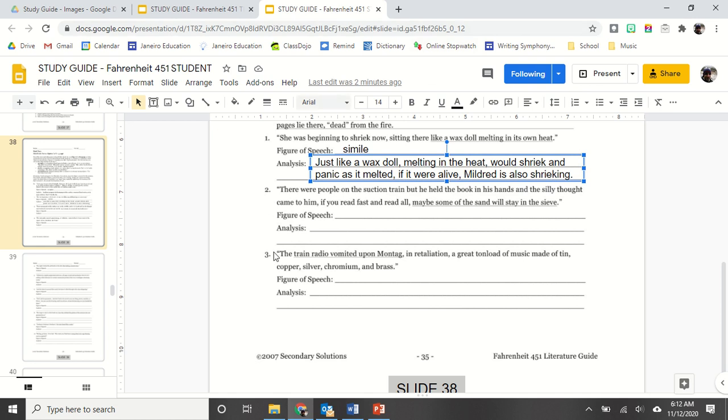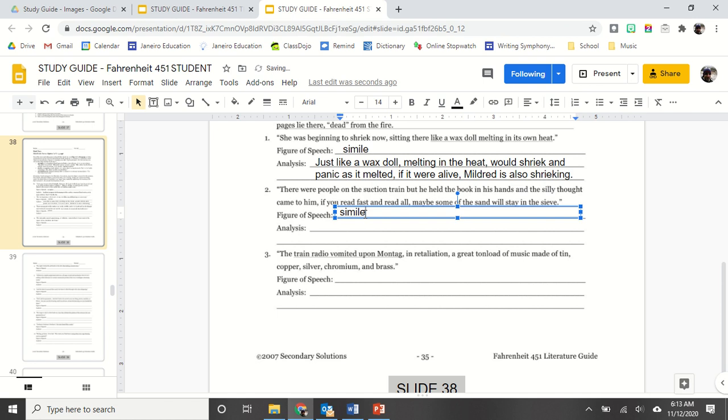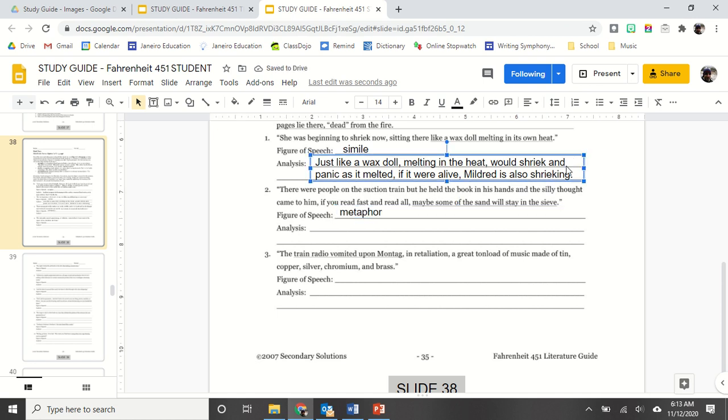In the same way, the author is comparing Montag trying to quickly read and retain the knowledge from the Bible, the book he's holding, while riding on this train, to trying to fill a sieve with sand. Comparing those two things, there's no like or as, so it's going to be a metaphor. I'll put metaphor over here. And then for my analysis.